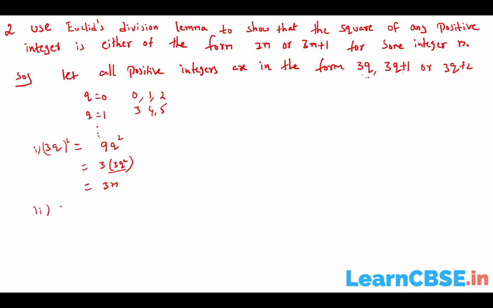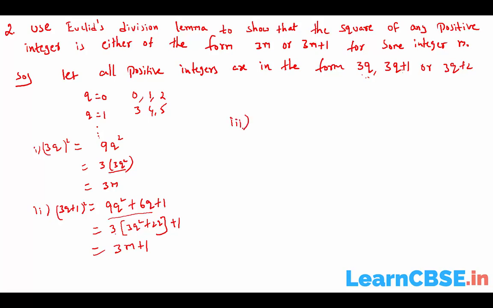Second one, 3q plus 1 whole square is 9q square plus 6q plus 1. Again I am taking 3 common here, then you will get 3 into 3q square plus 2q, and I took 3 common, so plus 1. So again it will be m, so 3m plus 1.